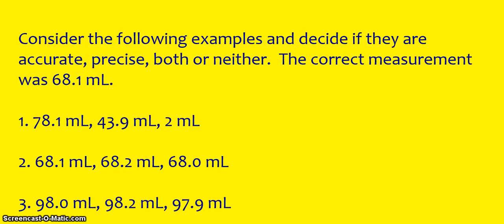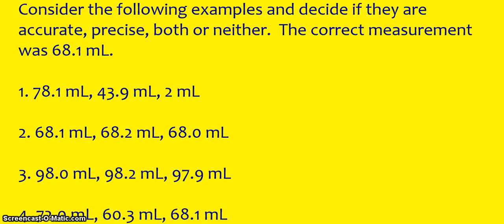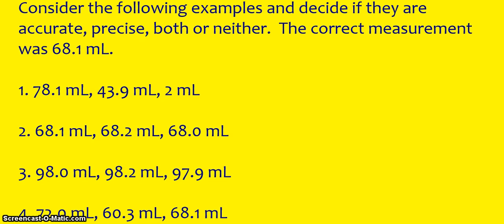So one thing I want us to practice is we've just introduced this idea of accurate versus precise, and I want you to decide if it's accurate only, precise only, both, or neither. The measurement we were trying to measure was 68.1 milliliters. So as you look at these sets of data, take a moment and pause the video and go through and make your decisions. I'll give you a couple seconds on my end, should be a few more than that on your end, and then I will provide the answers.